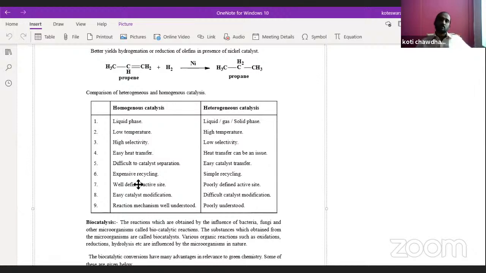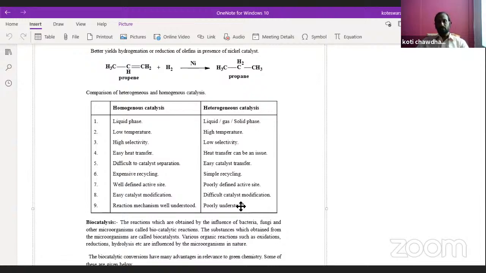And in the heterogeneous process, all the phases are easily separable. Therefore, it is a simple recycling process. The seventh one is well-defined active sites. We know how homogeneous catalysis takes place, but heterogeneous catalysis is not a well understood process. Therefore, it is poorly defined. And the eighth one is easy catalyst modification. We can modify the catalyst easily in homogeneous catalysis, but it is very difficult in this case.